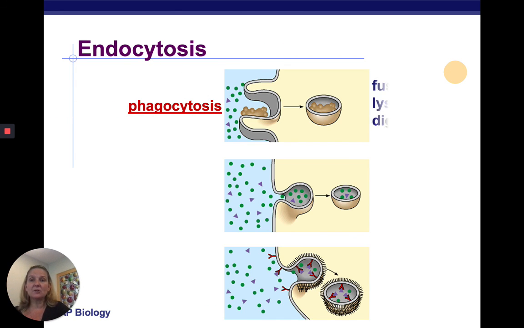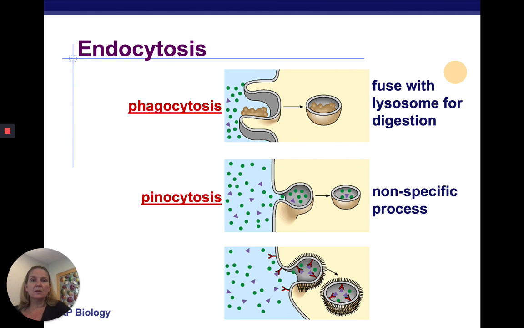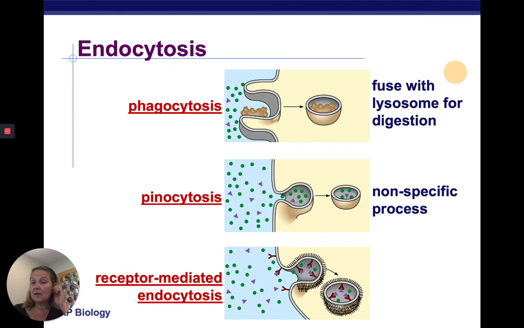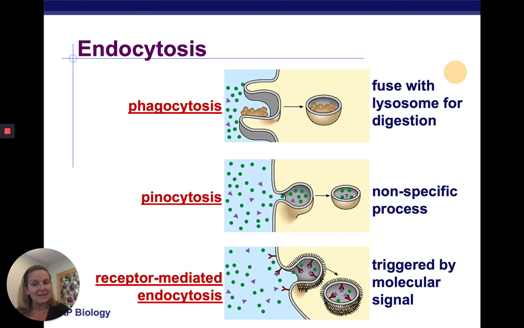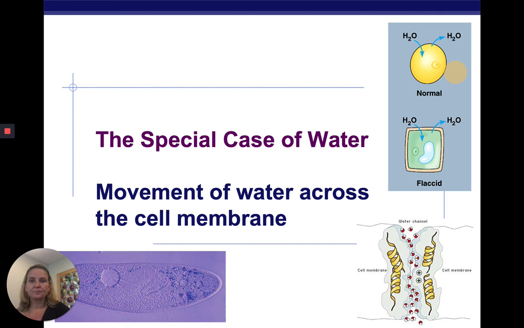So here's endocytosis. So that's like a bacteria coming into a cell and then fusing with a lysosome for digestion. Pinocytosis is the liquid. And receptor-mediated endocytosis. That's where there's an actual receptor for a particular molecule that allows it to then bring it inside. And when we start talking about cell communication, this will become more clear.